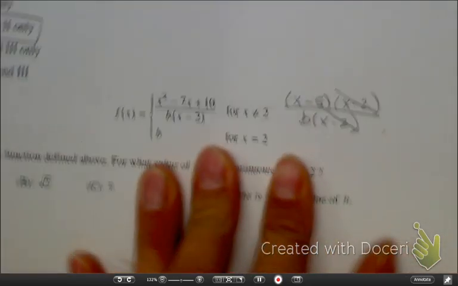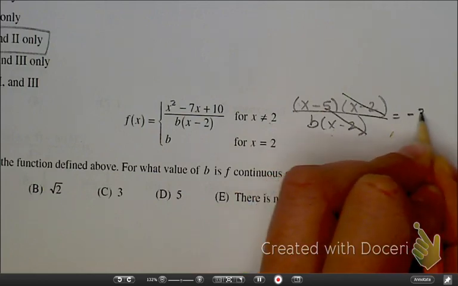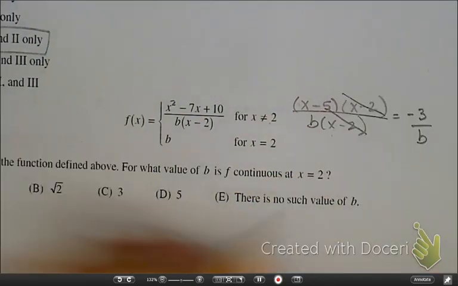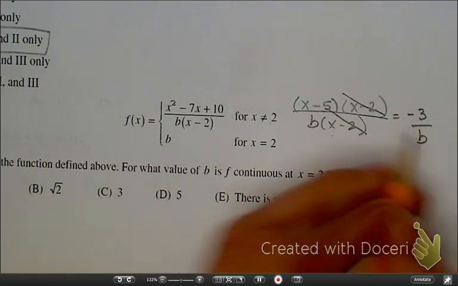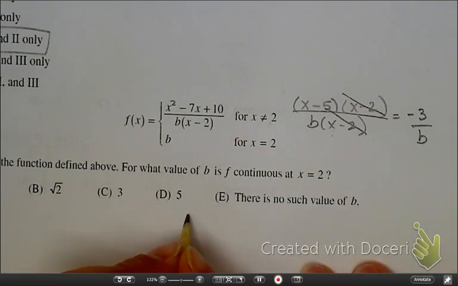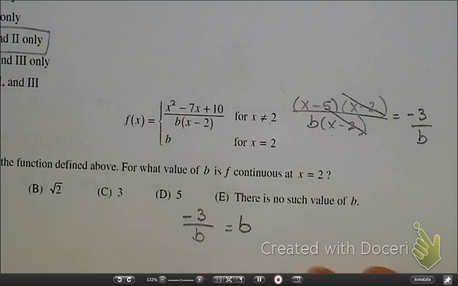Try to move this over a little bit. I get negative 3 over b. So that's what my limit is going to. And I want this y value to equal that limit. So I'll try to write it down here. I want this limit of negative 3b to be equal to wherever this point is. So I want that to be equal to b. So if I multiply the b over, I get negative 3 equals b squared.